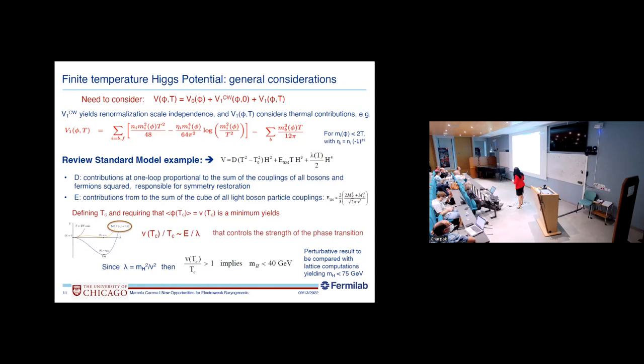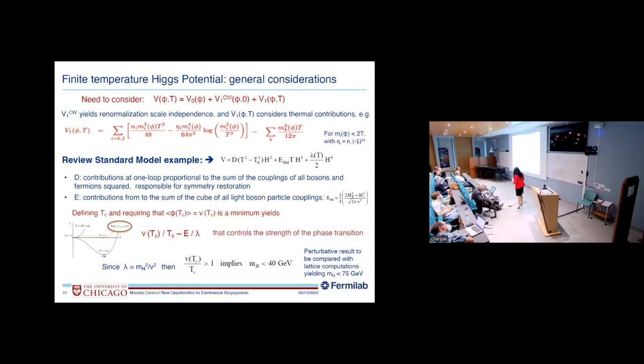This creates a cubic term, because this is the mass of whatever field, let's say the gauge bosons of the standard model, the W and the Z, in the field of the Higgs boson. They give a cubic term at finite temperature for the Higgs potential. This gives me a barrier, and this barrier is what makes a first order phase transition possible. Whether it is strong enough or not is to be considered. So basically, this is the standard model.